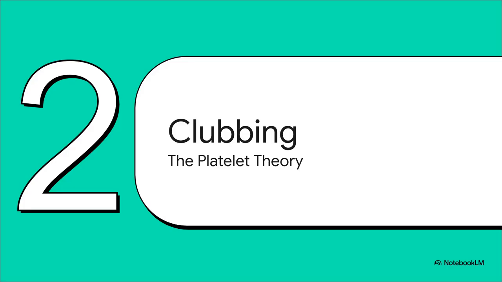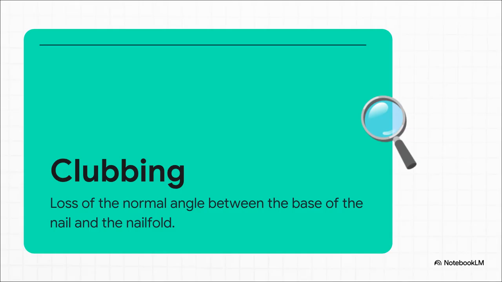Clubbing, the platelet theory. This is a classic finding that every medical detective absolutely needs to know inside and out. So, what actually is clubbing? Primarily, it's defined by the loss of that normal angle between the base of the nail and the nail fold. Try putting the backs of your index fingers together side by side. You should see a tiny kite-shaped gap. When that gap is gone, we call it Schamroth's sign.